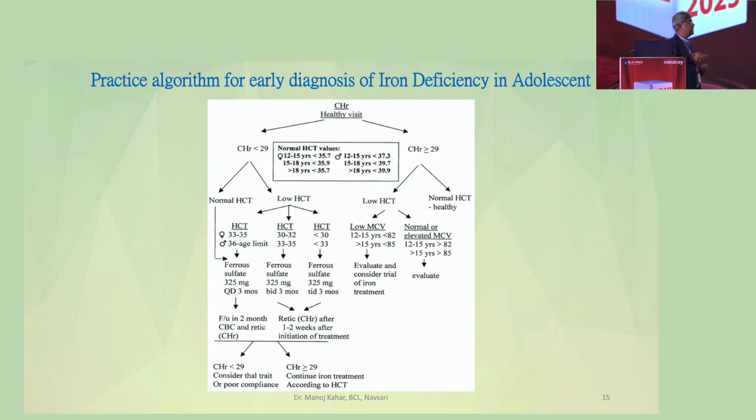Then there are beautiful algorithms which have been devised based on the CHR, and there are 3 parameters which are being looked into. One is CHR, second is the HCT, and then MCV. This is one of the algorithms which has been published to detect iron deficiency in adolescents. Here, if you see the CHR, your hemoglobin is not low, but you follow it with CHR. If this CHR is less than 29, then you see the hematocrit and age. Then depending upon the sex, you give ferrous sulfate and follow up in a few months. If you have CHR less than 29, consider thalassemia trait; more than 29, continue iron treatment. And if your CHR is more than 29 with normal hematocrit, healthy person; with low HCT, accordingly you follow. So there are various algorithms which have been published which help us to use this particular parameter in early diagnosis of iron deficiency in adolescents.